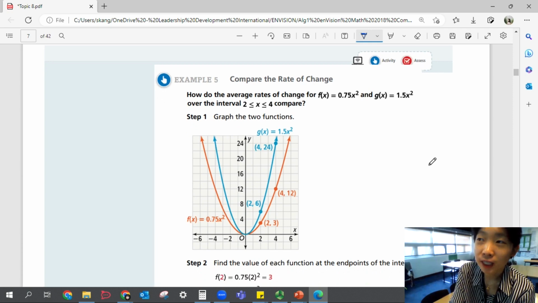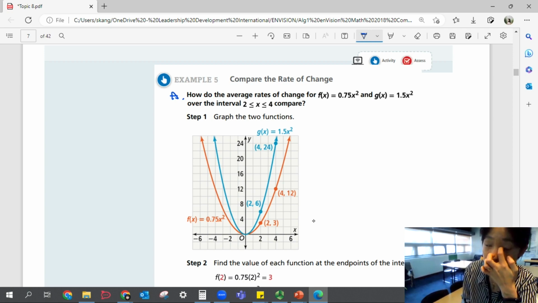Let's compare the rate of change in example 5. How do the average rates of change compare for function f of x equal to 0.75x squared and g of x equal to 1.5x squared over the interval 2 less than or equal to x less than or equal to 4? Okay? So we're looking at a limited domain. We're looking at the interval.